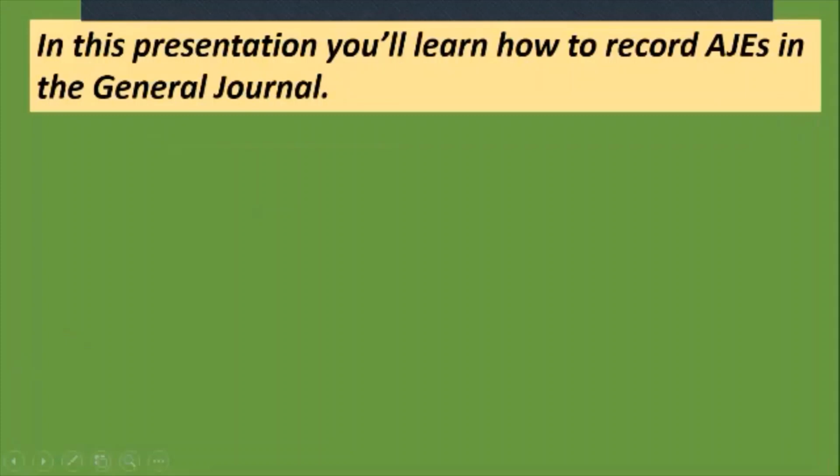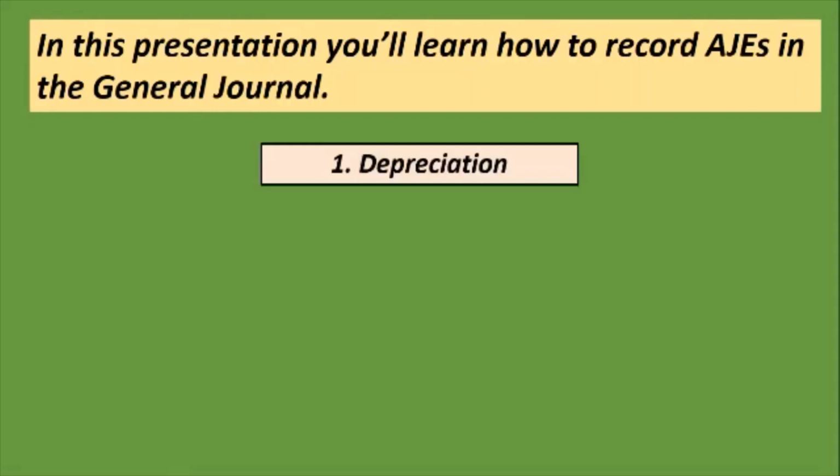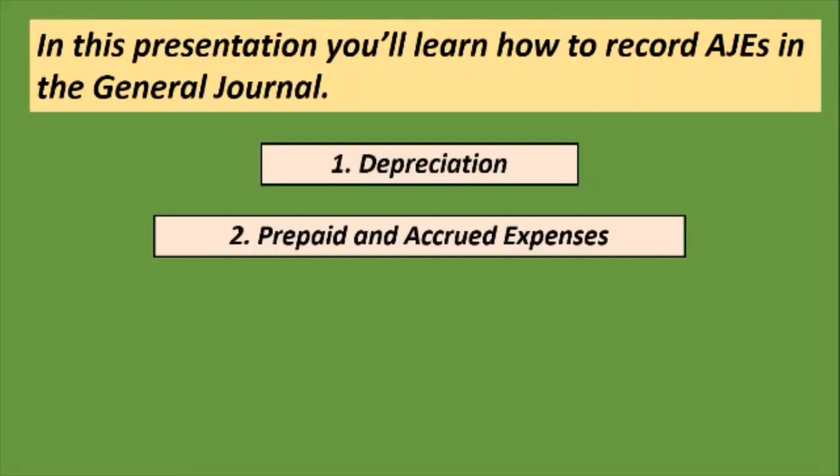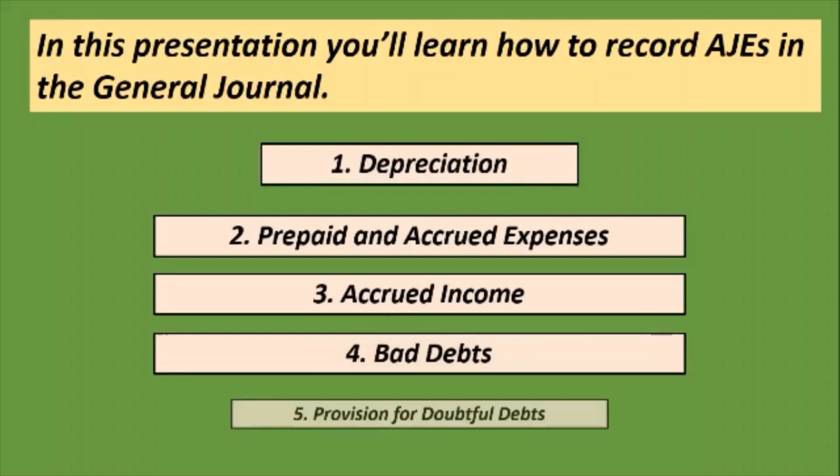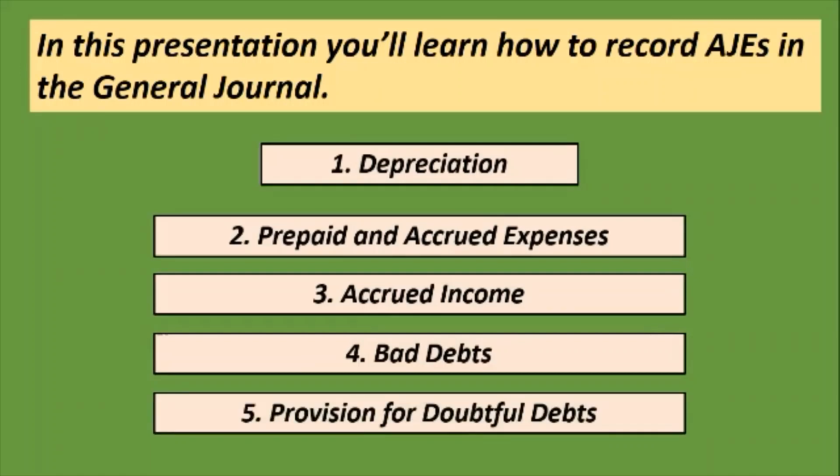Today, we're going to learn how to record adjusting journal entries in the general journal. Not a very long exercise, and what you would be seeing and learning today is how to record depreciation in the journal entry, prepaid and accrued expenses, accrued income, bad debts, and provision for doubtful debts.